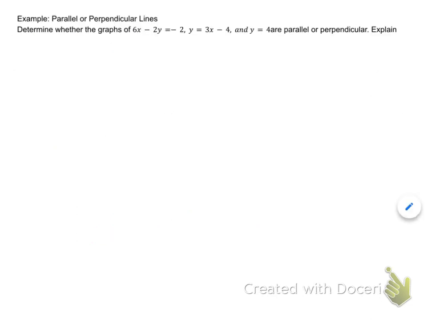So I'm not going to actually do this one in its entirety, and basically they want to determine whether the graphs of the three equations here are parallel or perpendicular to each other. So some of them may and some of them may not be perpendicular or parallel. On the second equation, it's really easy to see that the slope is 3, because it's 3x minus 4. We should also recognize that y equals 4 is a horizontal line, with slope 0.